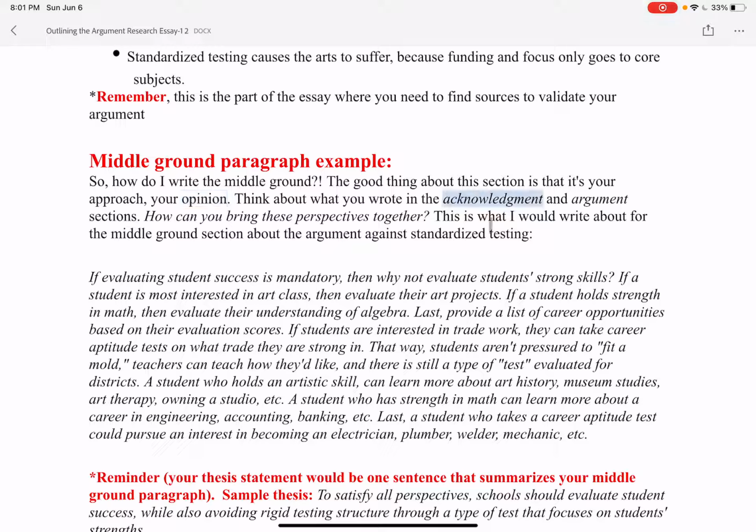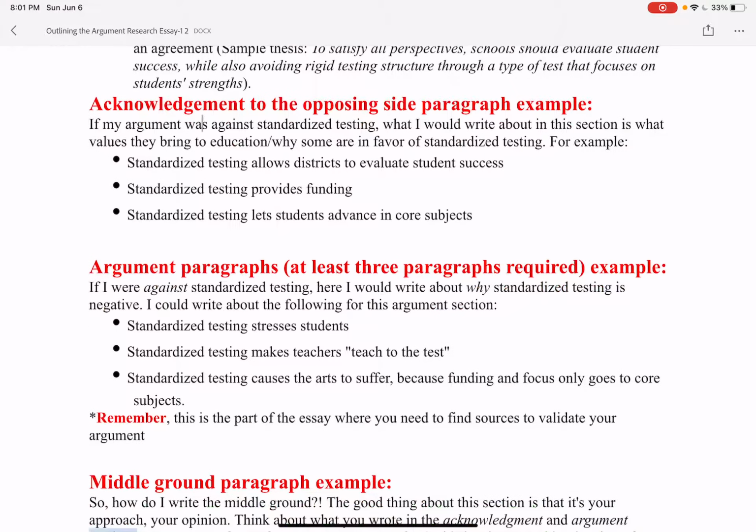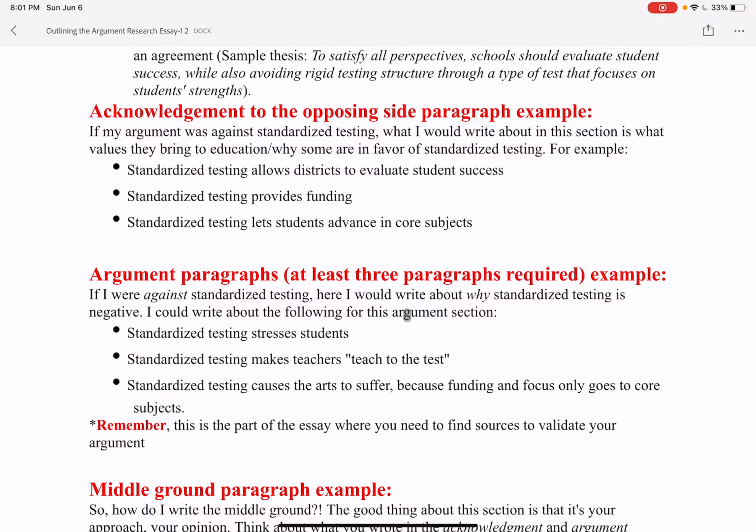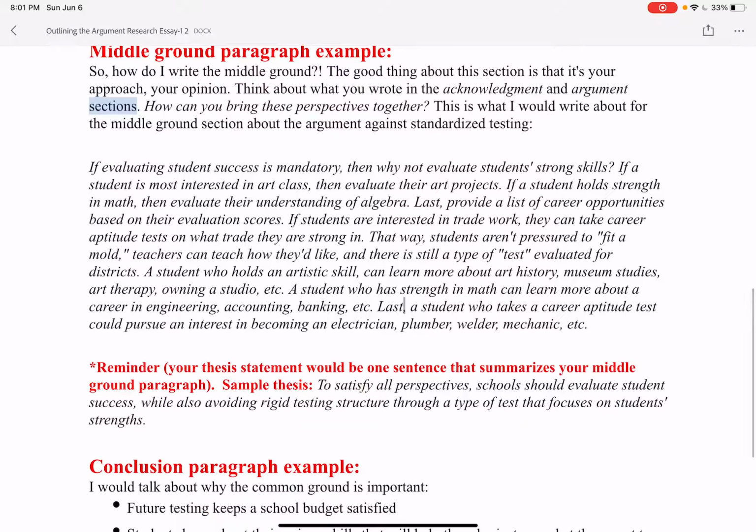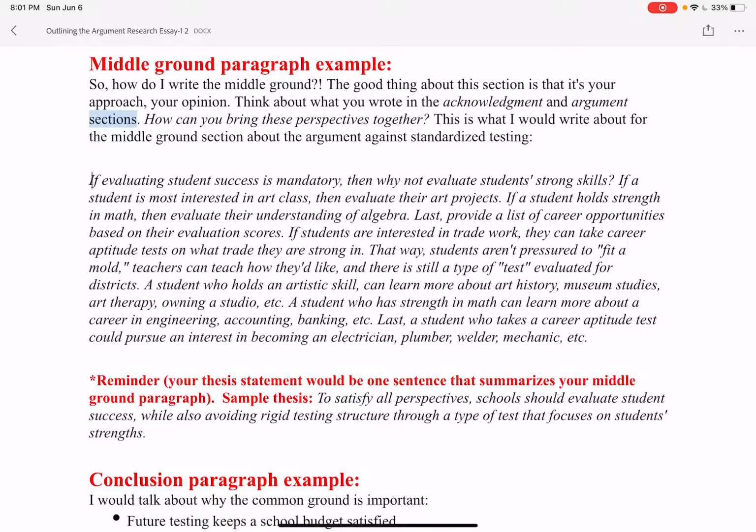Think about what you wrote in the acknowledgement. Think about what you wrote in the argument sections of this essay. Can you bring all these together? How can I get people who are in favor of standardized testing and people who are against standardized testing to bridge that gap and help education in the future and currently? If you want to pause the video, I won't read this word for word since you have it here, and you can pause the video, but this is what my middle ground paragraph would be.